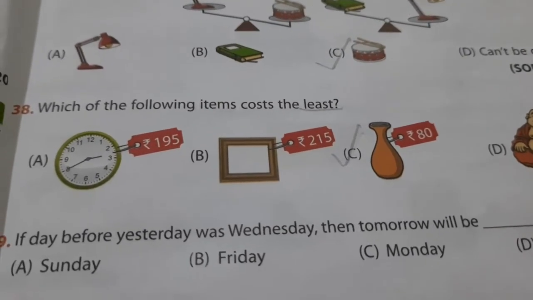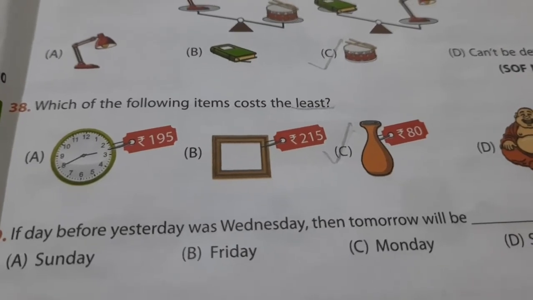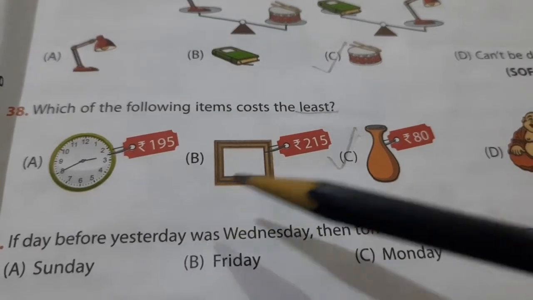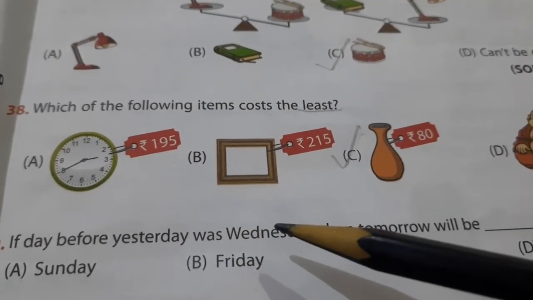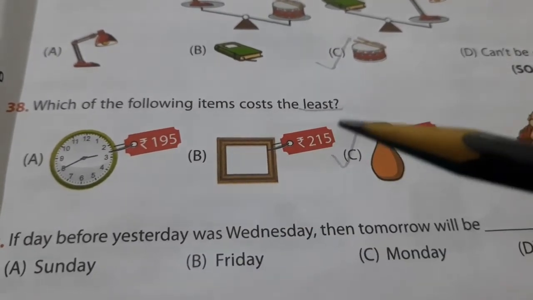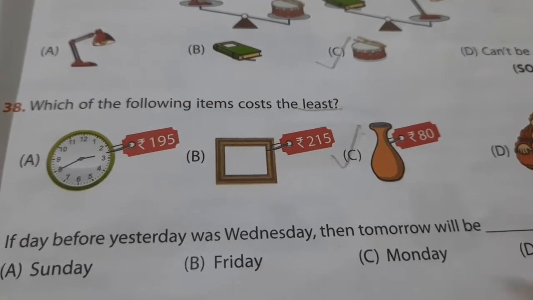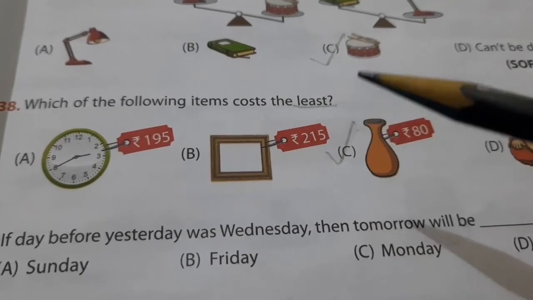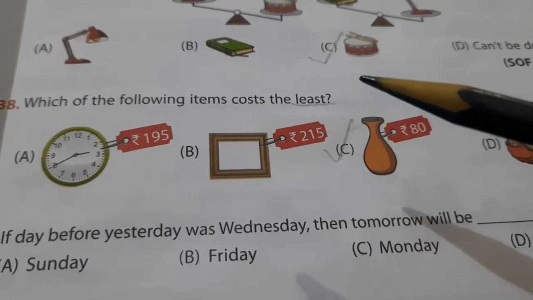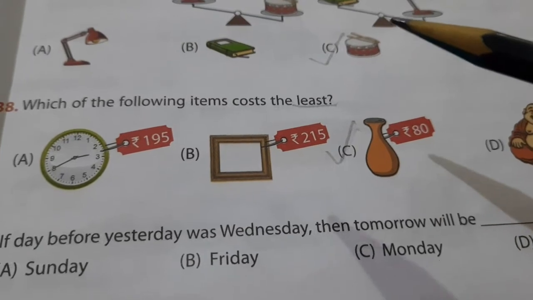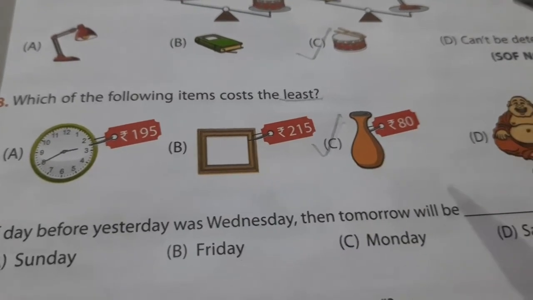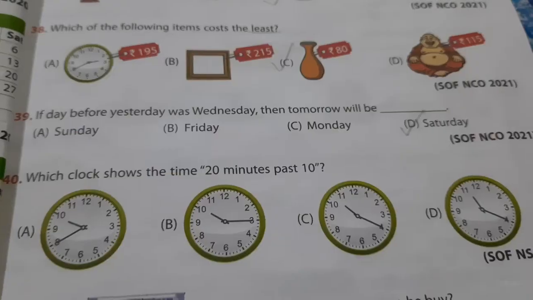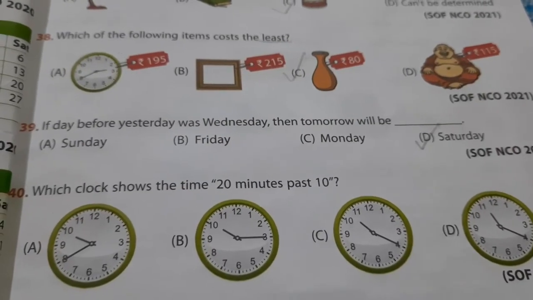If the day before yesterday was Wednesday, then what will tomorrow be? In this case, again, you should find what is today. The day before yesterday was Wednesday, which means my yesterday was Thursday, isn't it? And which means my today is Friday, which means my tomorrow is Saturday, which is option D. Please tick it. Next question, question number 40.